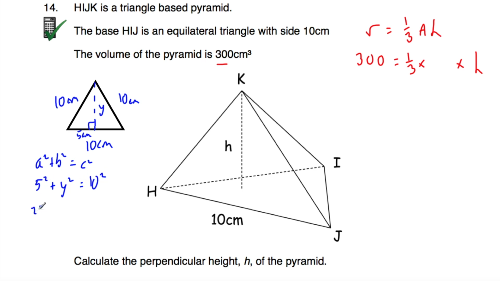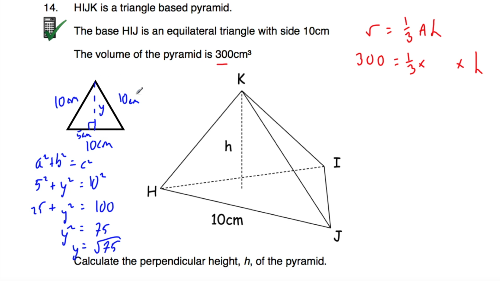5 squared is 25, plus y squared, that's just y squared, is equal to 100. And now if we take 25 off both sides of that equation, we'll be left with y squared equals 75, just taking 25 away from both sides. And that means that y will be equal to the square root of 75. So y is equal to root 75.